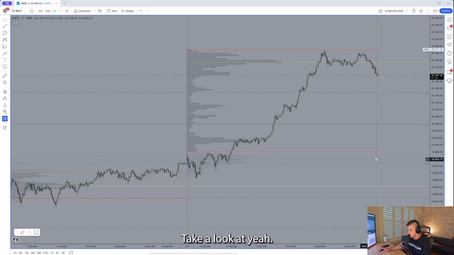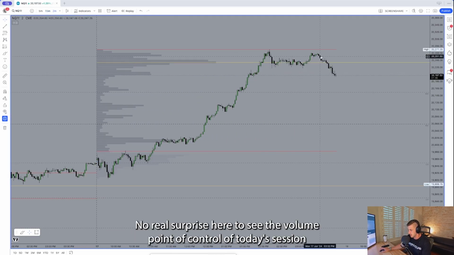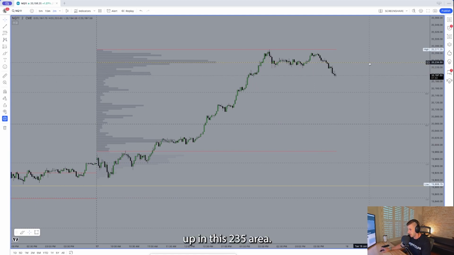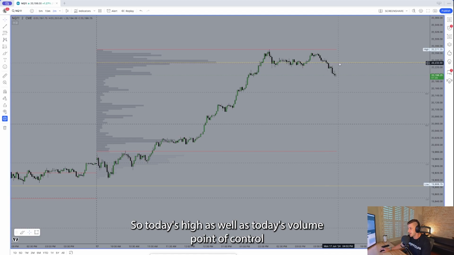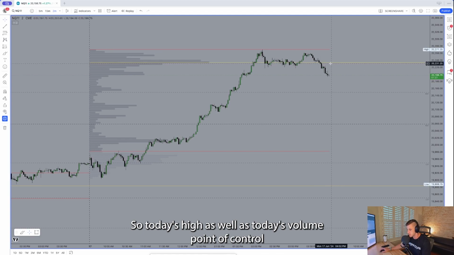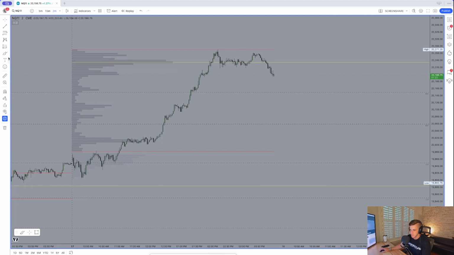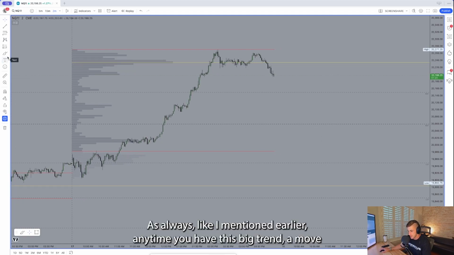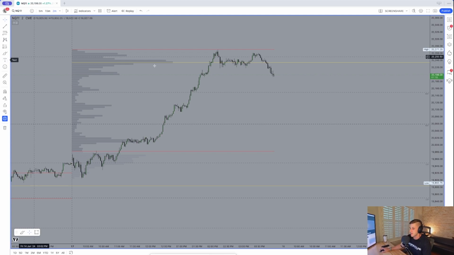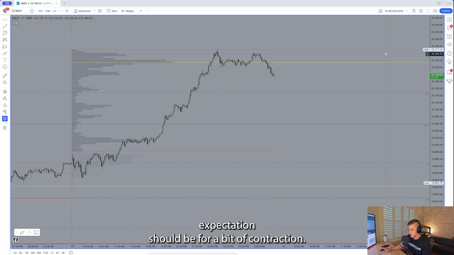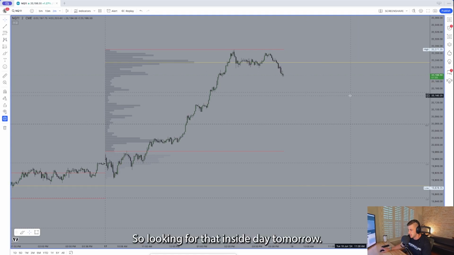Let's take a look at, no real surprise here, the volume point of control of today's session up in this 235 area. So today's high as well as today's volume point of control will be some key reference points for tomorrow's session. As always, like I mentioned earlier, anytime you have this big trend day move, expectation should be for a bit of contraction, and that usually manifests as an inside day. So looking for that inside day tomorrow. Remember, the market is closed on Wednesday.